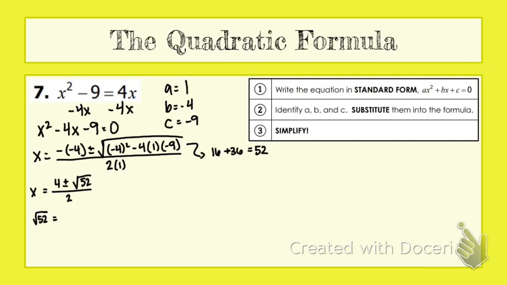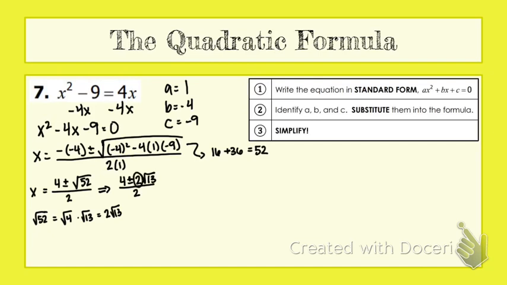So the biggest perfect square that goes perfectly into 52 is 4. So we can split this up into the square root of 4 times the square root of 13, because 4 times 13 is 52. And that's going to give us 2 square root of 13. So here we're going to get 4 plus or minus 2 square root of 13 over 2.